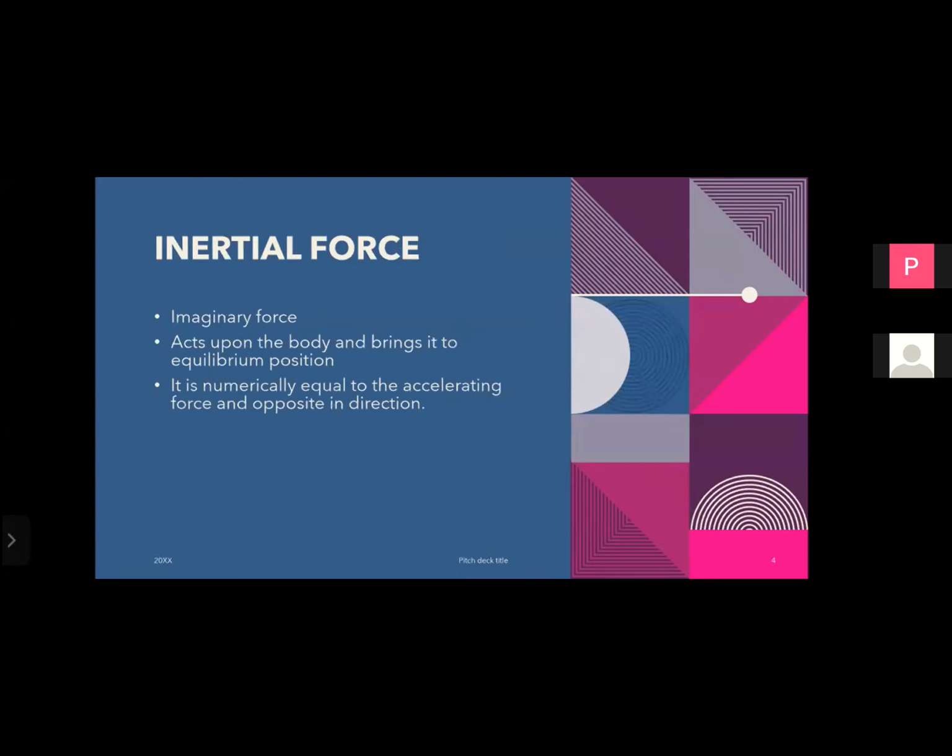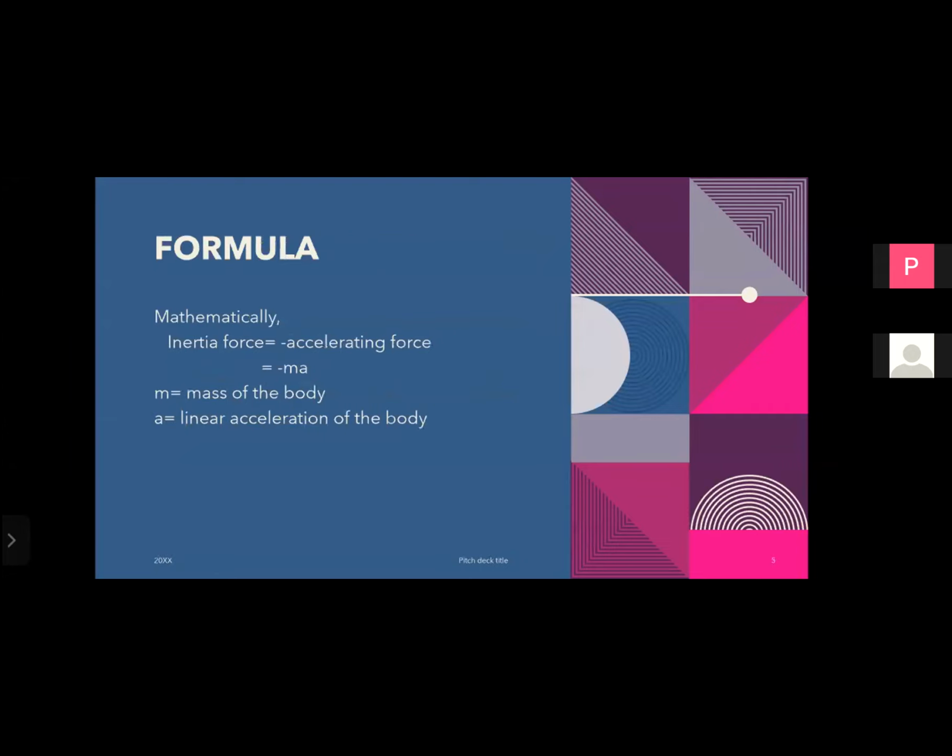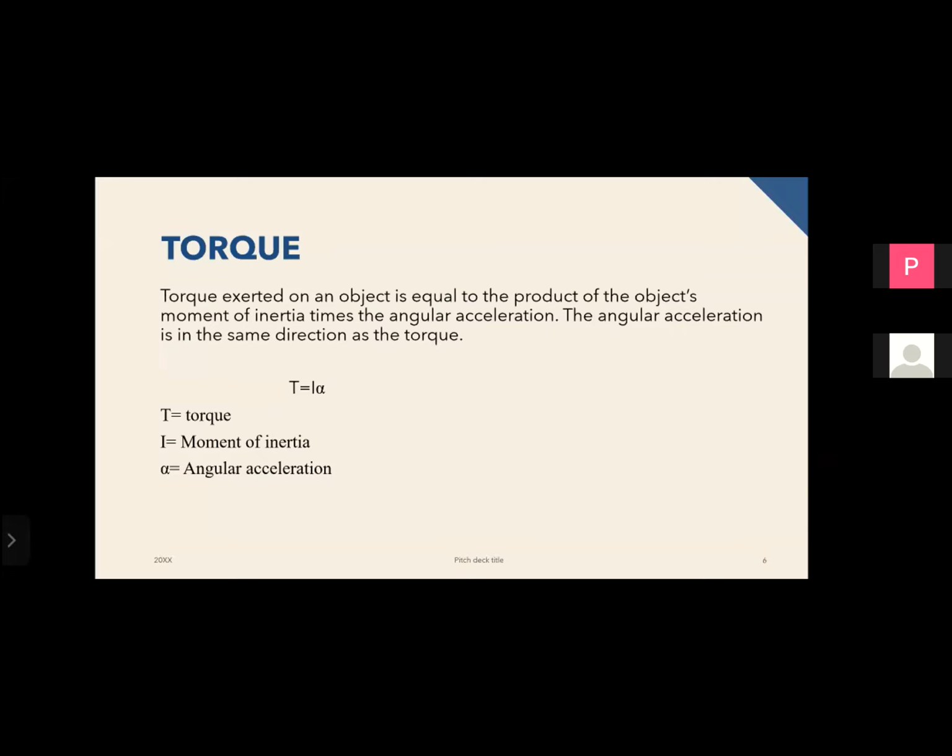So inertial force is an imaginary force. It acts upon the body and brings the body to the equilibrium position. Inertial force is equal to the accelerating force and opposite in direction. We already know that inertial force opposes the acceleration. Therefore, mathematically, inertial force is equal to minus of accelerating force. The negative sign indicates the opposite direction. So, inertial force is equal to mass of the body into linear acceleration of the body.